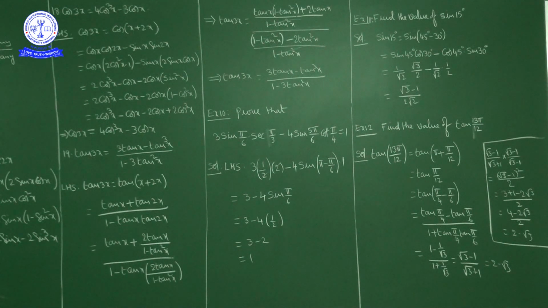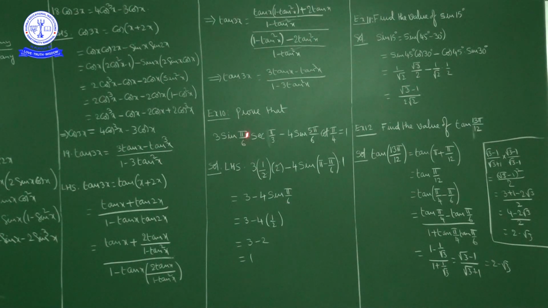Now sin pi by 6 value is 1 by 2. So 3 into 1 by 2 into secant pi by 3. At the minimum, we should remember the sin, cos, tan values. Cosecant means you take the reciprocal of sin, secant is the reciprocal of cos, cot is the reciprocal of tan.